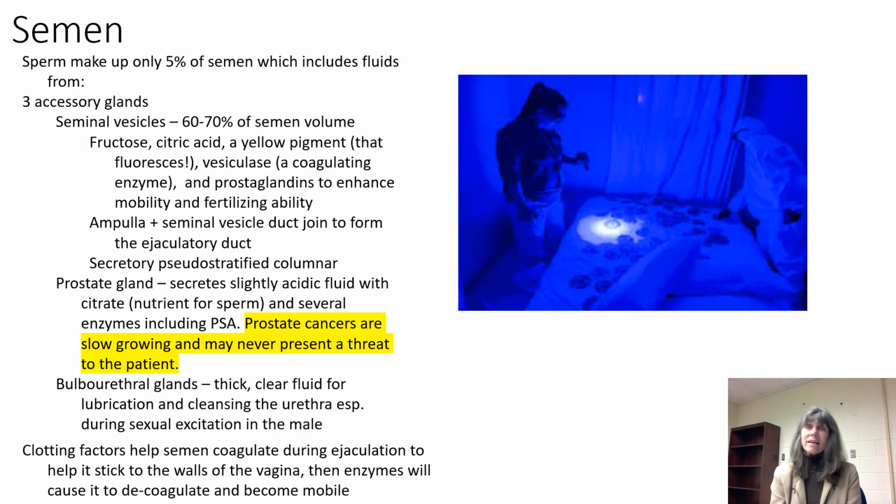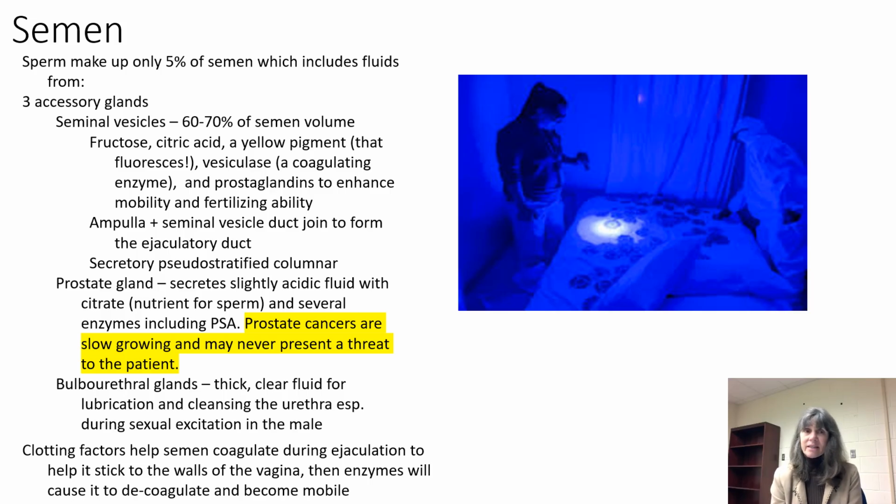After sexual excitation, when an orgasm is achieved in the male reproductive system, that causes the ejaculation of semen. Now, sperm only make up about 5% of semen, which includes fluids from 3 different types of accessory glands. Seminal vesicles contribute 60 to 70% of the volume of fluid for semen.